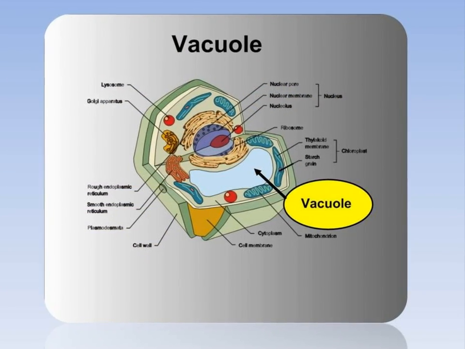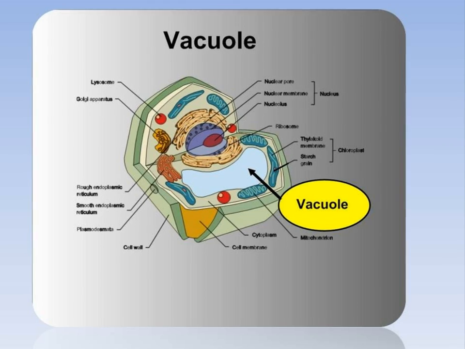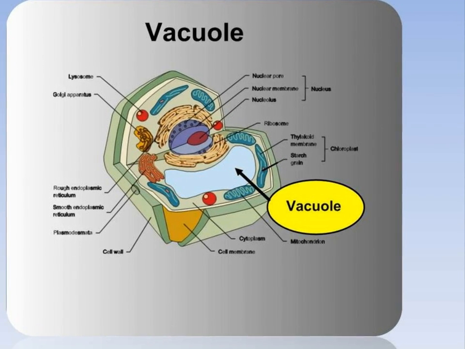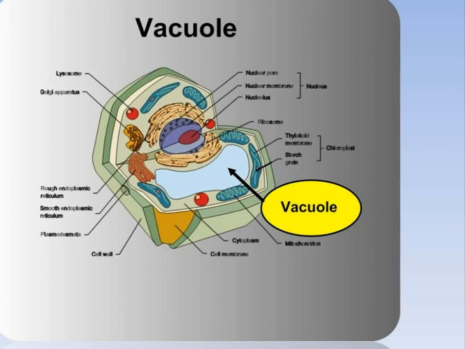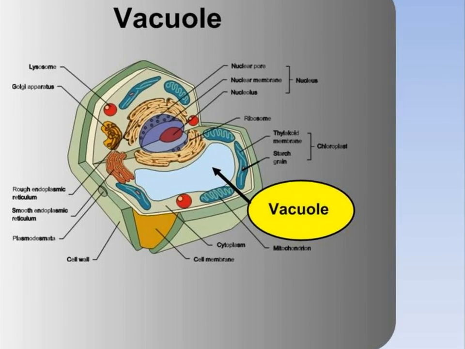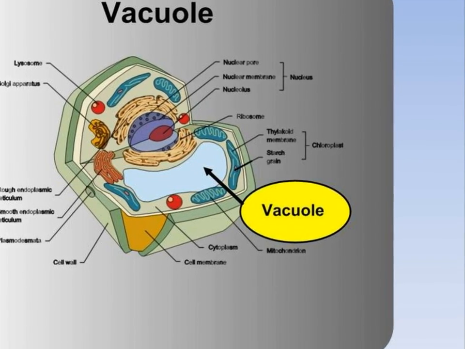Vacuoles are known as the storage areas of the cell. Most all plants have one large vacuole. Now some animal cells have them and some do not. These vacuoles store the food and other materials that the cells need. Vacuoles have also been found to be used as waste storage in cells also.